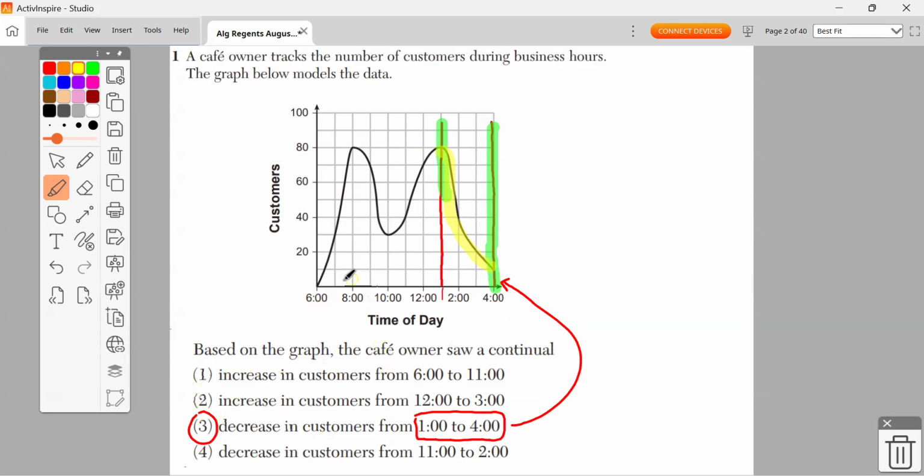It wouldn't be choice number one from 6 to 11. It increases and then decreases and then increases again. It wouldn't be choice two from 12 o'clock to 3 o'clock. 12 o'clock starts here. It increases and then decreases. It wouldn't be choice number four from 11 o'clock to 2 o'clock. So starting here, it increases and then decreases. So choice number three is correct.